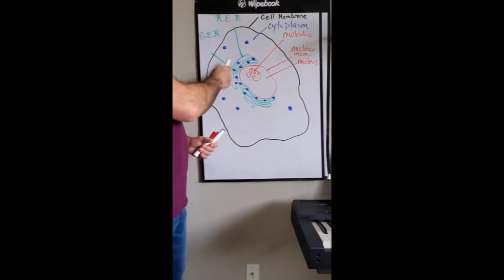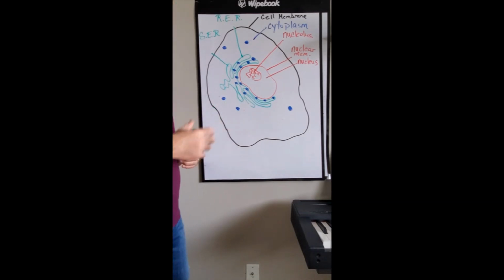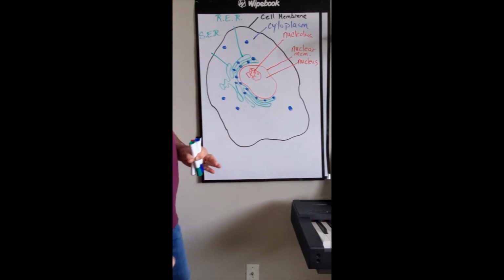Now, the reason this is called smooth is because it appears to be smooth under the microscope because it doesn't have all the ribosomes latched onto it. This part here, closer to the nucleus, is rough because it looks rough under the electron microscope. And the endoplasmic reticulum, I'm abbreviating on mine because I don't have a lot of space. For yours, I would expect you to follow proper diagramming and use the complete words.